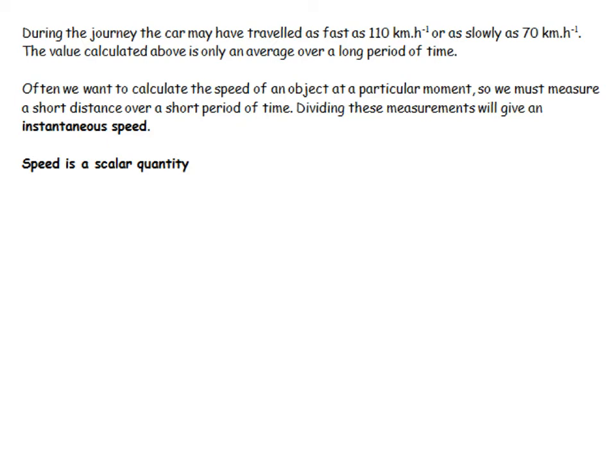During the journey of that particular vehicle, the car might have gone as fast as 110 kilometers per hour, it might have gone as slowly as 70 kilometers per hour. So what I've done is I've looked at an average. Often we want to know what the speed is at an exact moment. So if you had a car speedometer, for example, it would be telling you that moment's speed. So then we need to measure a very short distance and a very short period of time. We call that the instantaneous speed, the speed at that instant. Don't forget that speed is a scalar quantity.